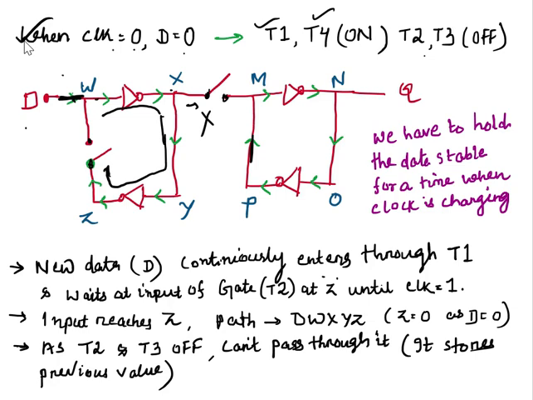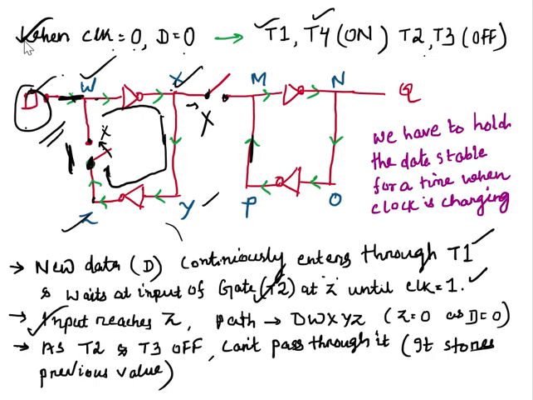This is open, so it cannot pass through this one, right? So the D input will wait here. It reaches this point, the Z node, and it will wait, okay, unless and until this path is closed, unless and until this T2 is closed. So this input data enters through T1 and waits at the input of gate T2, until clock equal to 1. Because when clock equal to 1, this transmission gate is active and will be closed, and it will provide a path. So the input reaches Z. So the path is D, W, X, Y, and Z.